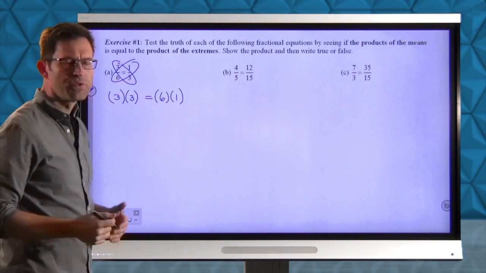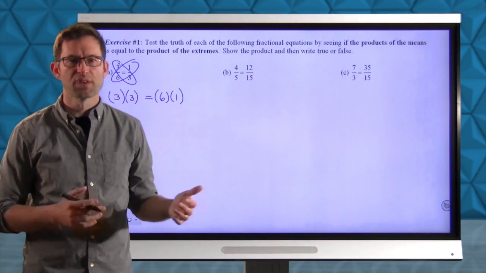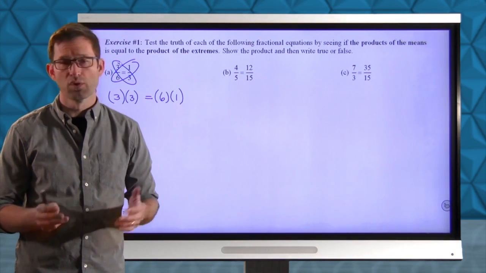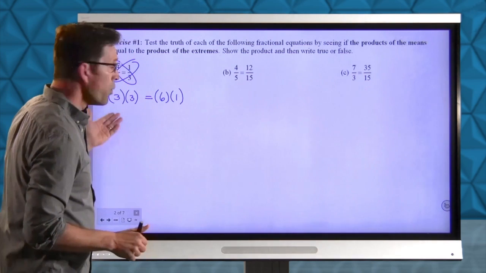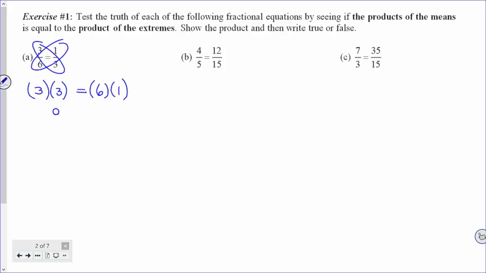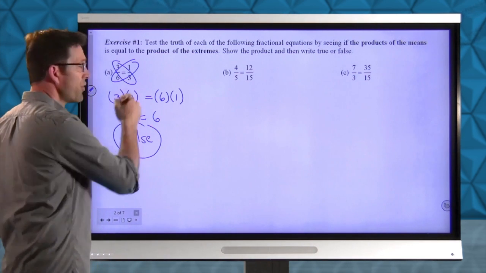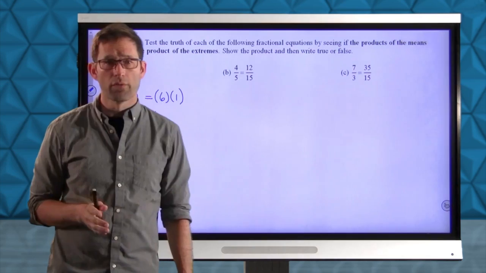We'll talk about this whole means and extremes thing in a moment, and which ones are the means and which are the extremes, but quite frankly, it's a little bit irrelevant. When we do this problem, we see that 3 times 3 is 9 and 6 times 1 is 6. And obviously 9 doesn't equal 6. So false. And what this tells you is that 3/6 and 1/3 aren't equal fractions.